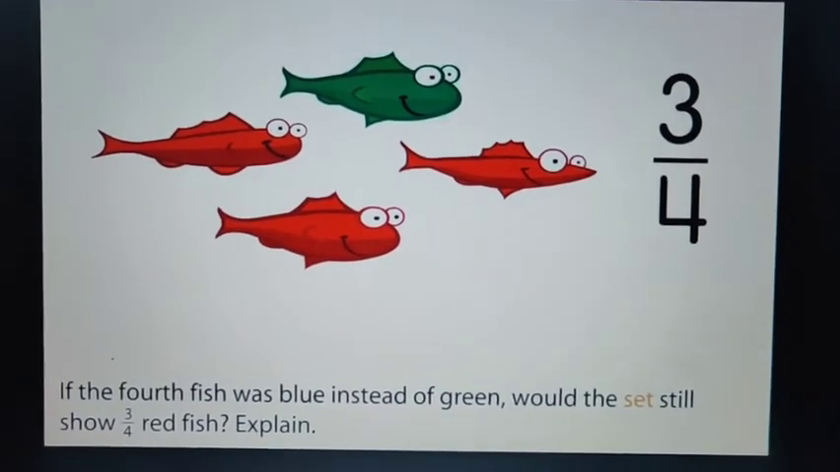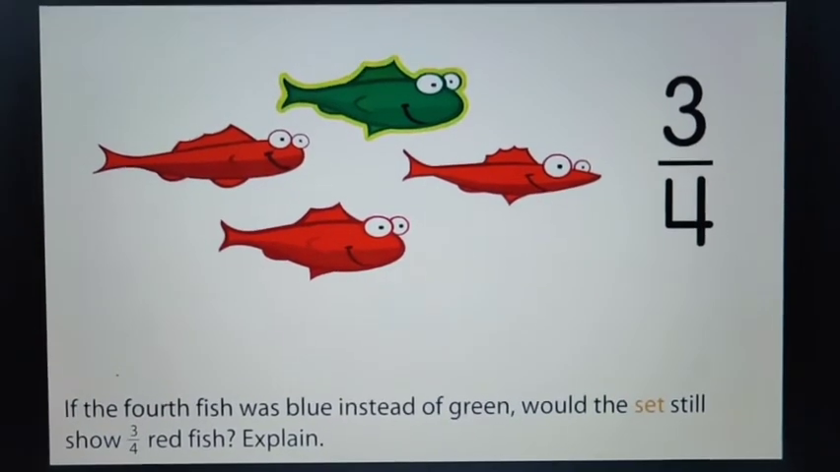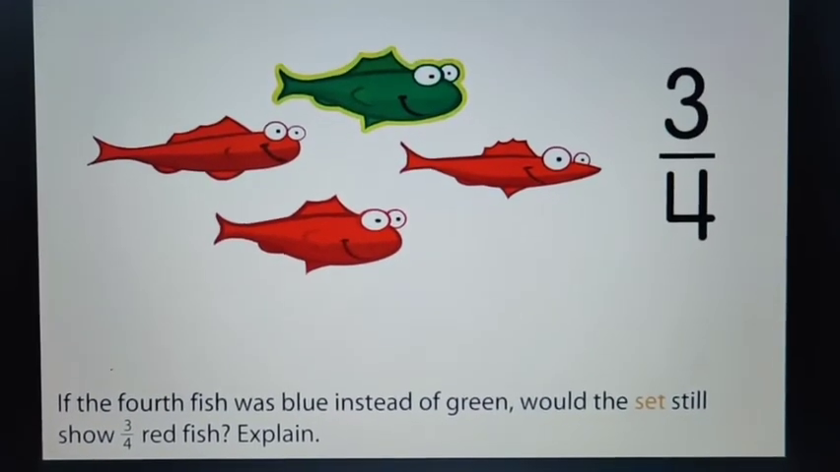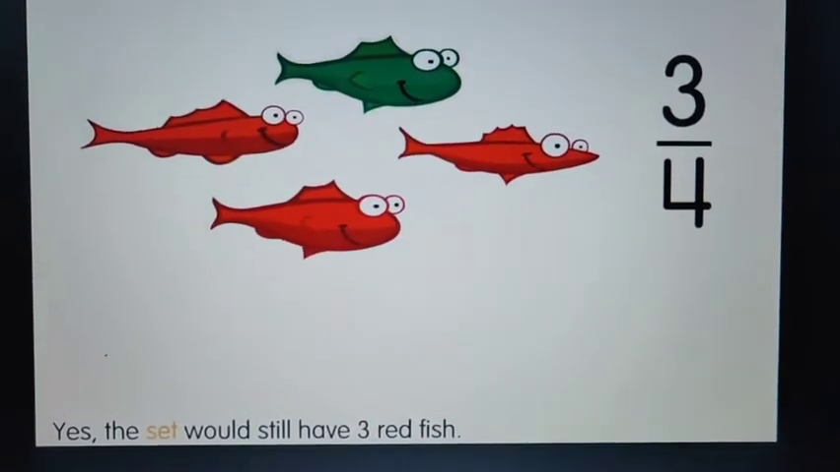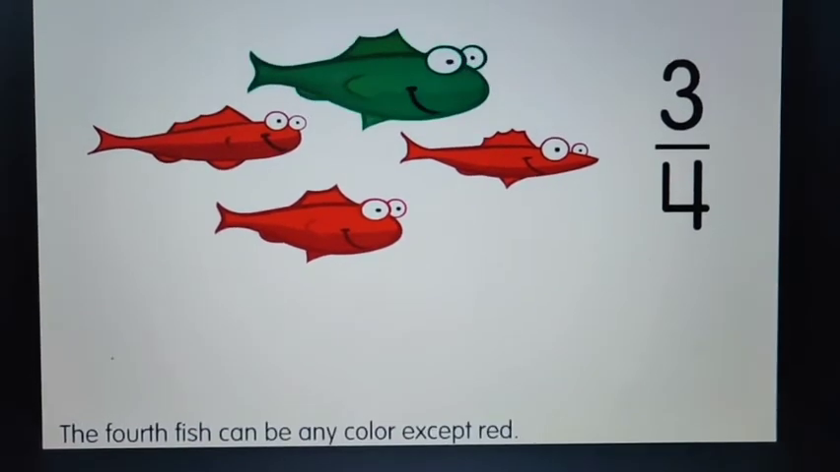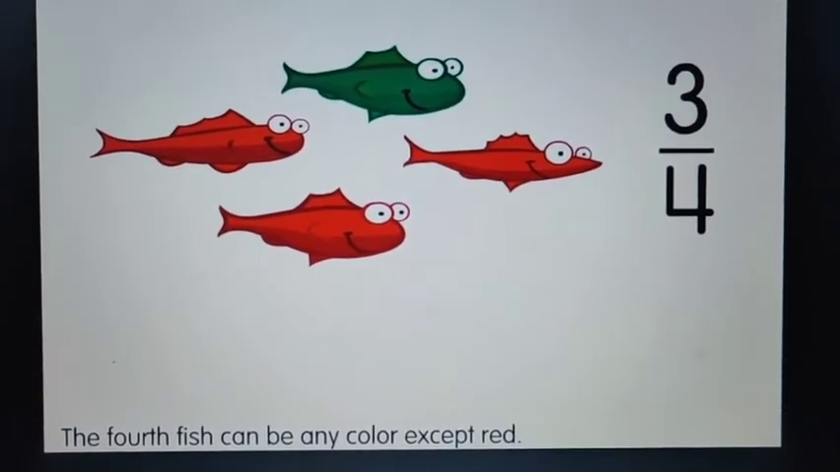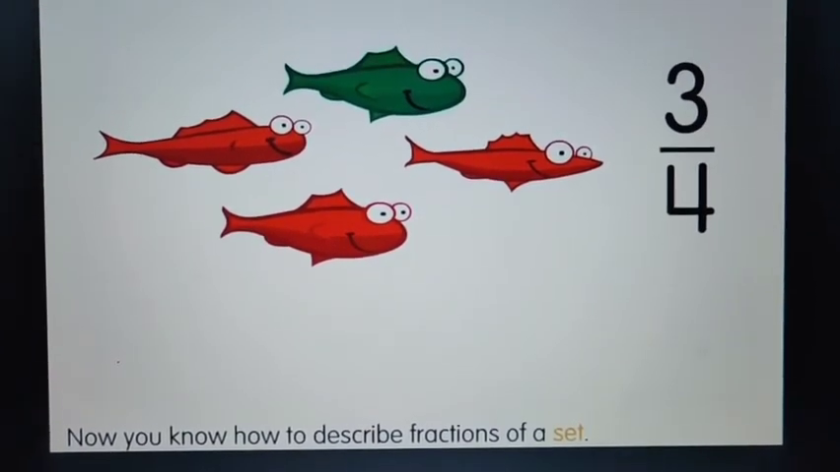If the 4th fish was blue instead of green, would the set still show 3/4 red fish? Explain. Yes, the set would still have 3 red fish. The 4th fish can be any color except red. Now you know how to describe fractions of a set.